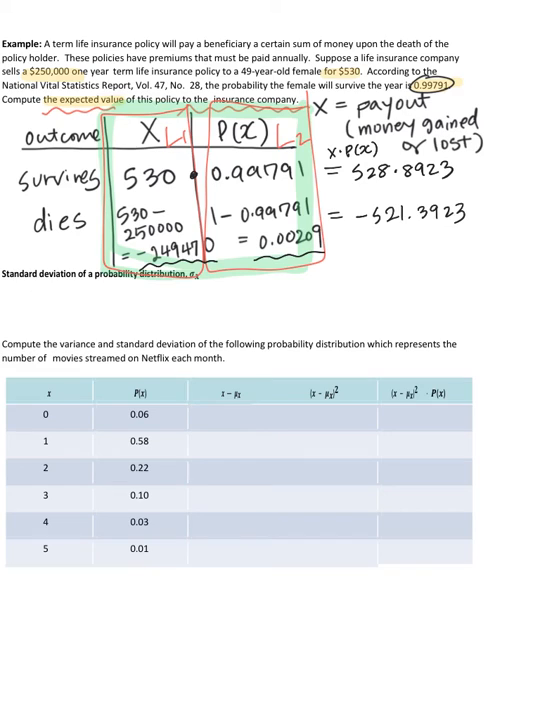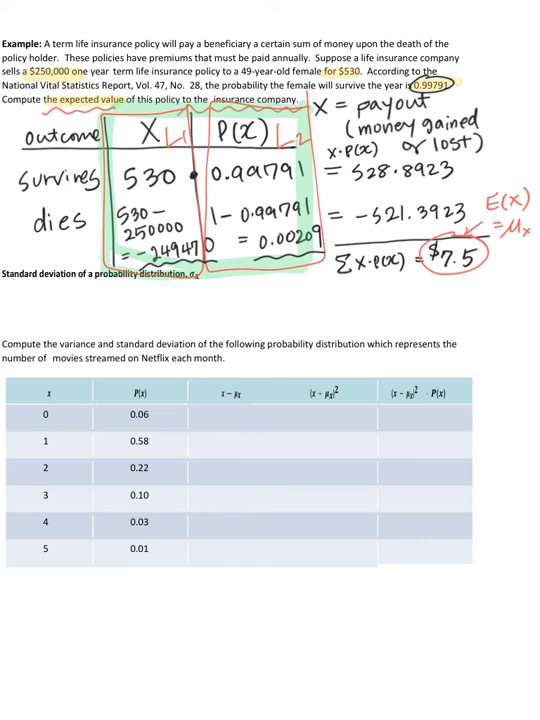After you get these two numbers, you can add them up, which will give us 7.5. So that's $7.5. That is our expected value, E of X, which is the same as mu of X. So we just found the expected value from the insurance company's perspective is $7.5.